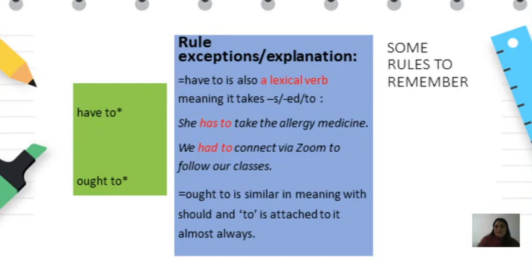Example, she has to take the allergy medicine, meaning same as she must take the allergy medicine. We had to connect via Zoom to follow our classes. We were obliged to do it. You see, there is ed of the verb have to. And ought to has a similar meaning to the verb should, and the word to is attached to it almost always.